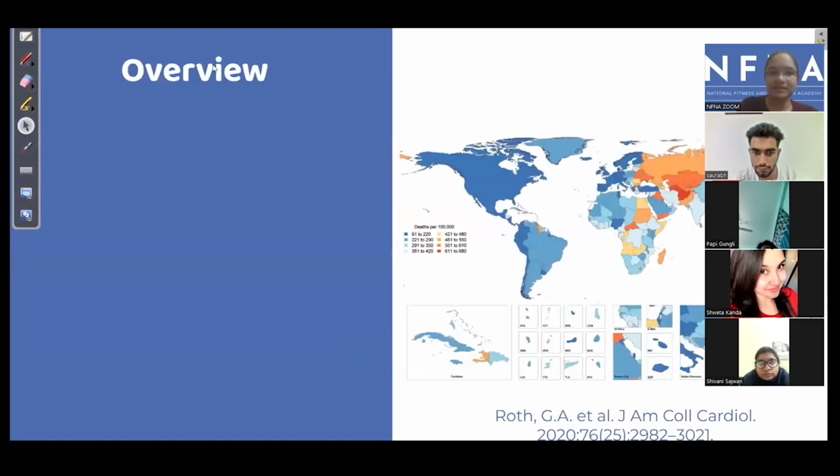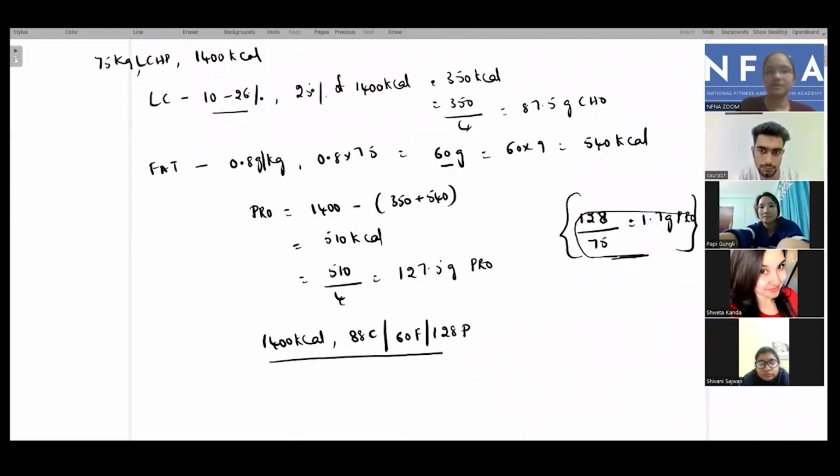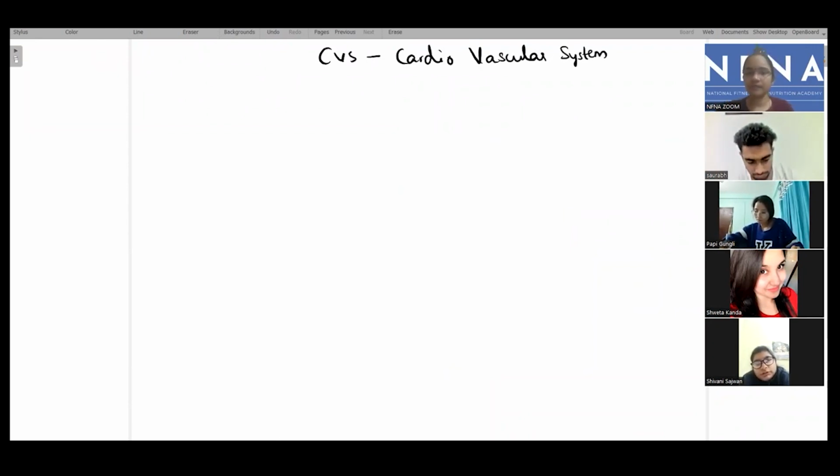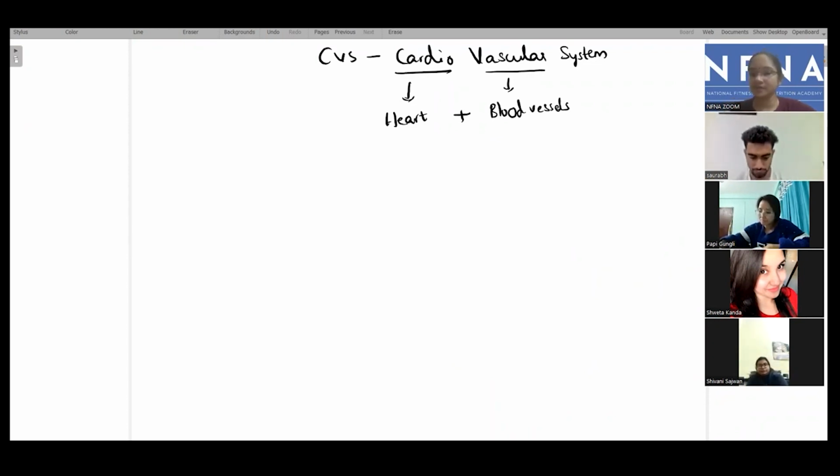So what are the CVS diseases? Okay, what is cardiovascular system? So cardiovascular system is comprised of two parts basically. CVS means cardiovascular system. So cardio means this is one related to heart. Okay, vascular means blood and blood vessels. So this together combined we call as cardiovascular system, CVS.